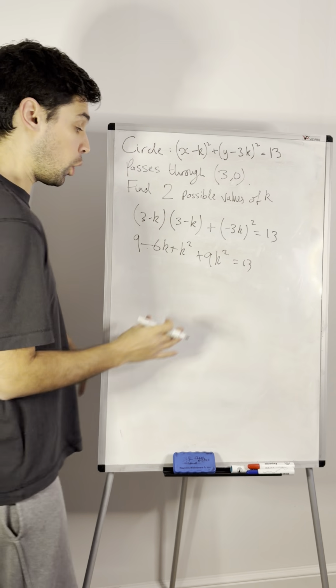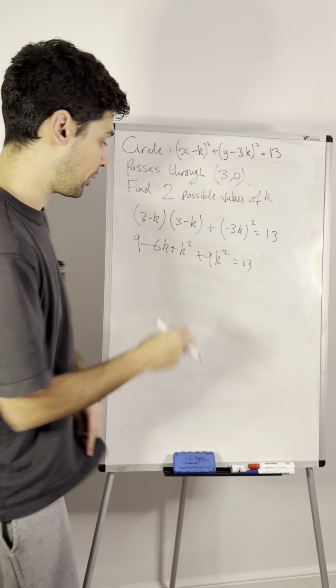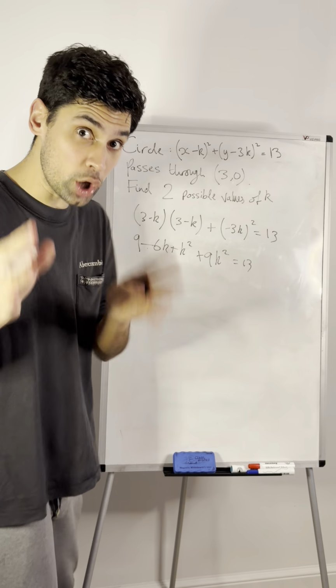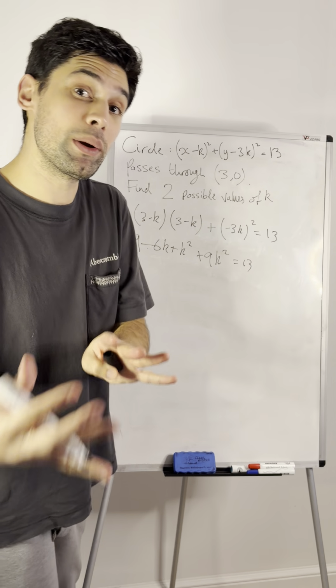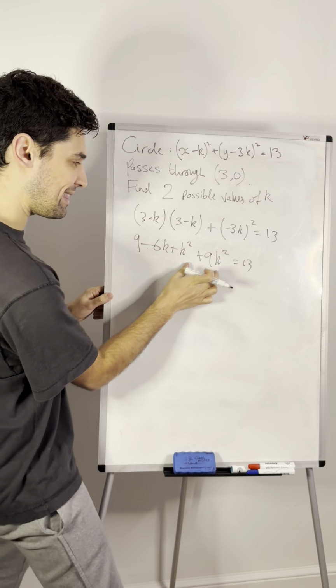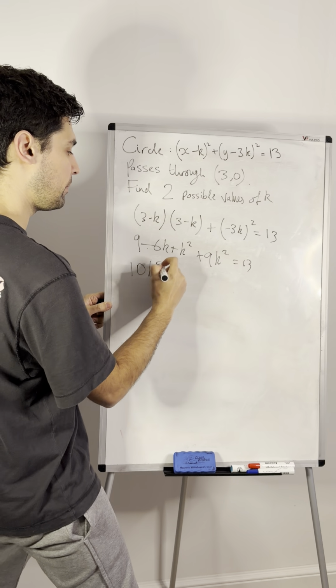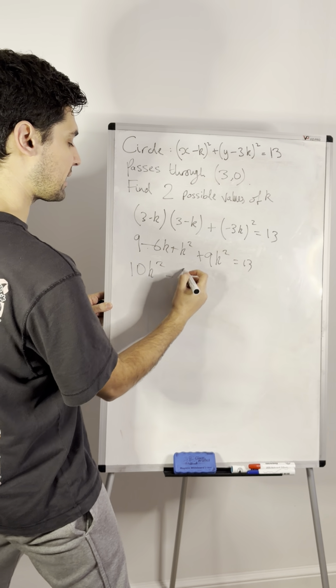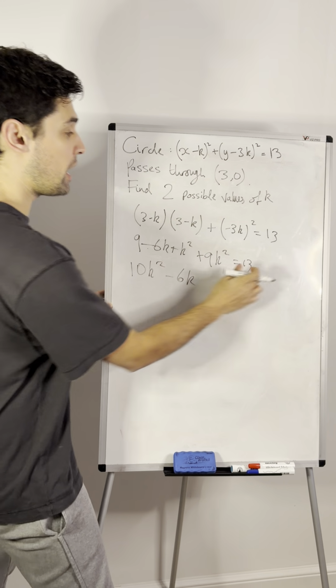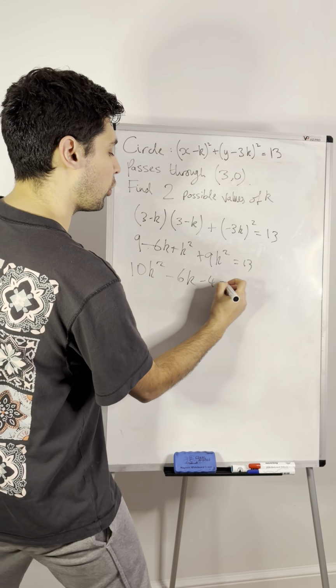Now let's collect like terms. We should be able to spot this is going to turn into a quadratic. Okay, we've got the k squared, we've got the k, and we've got some numbers. So it's going to be a quadratic. And when we deal with a quadratic, we're putting everything on one side. So we're going to add these two together to get 10k squared. And then there's just a minus 6k. And then 9, we're going to minus 13 to this side, so minus 4 equals 0.